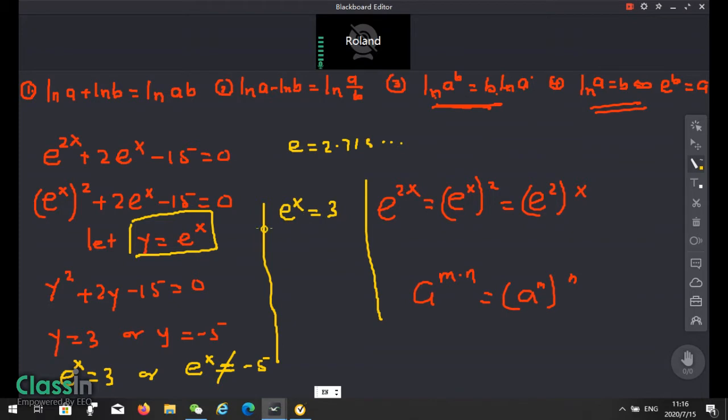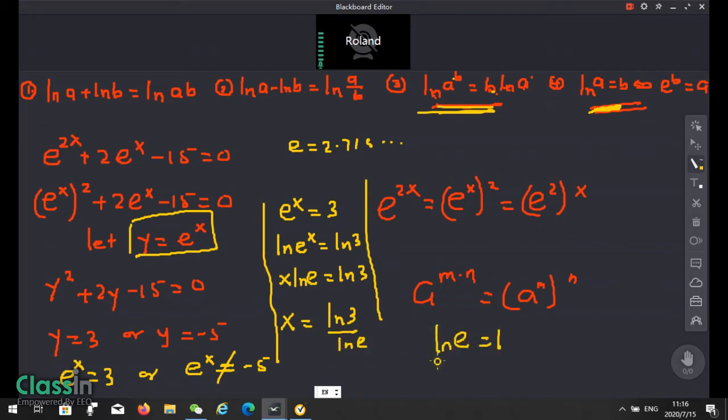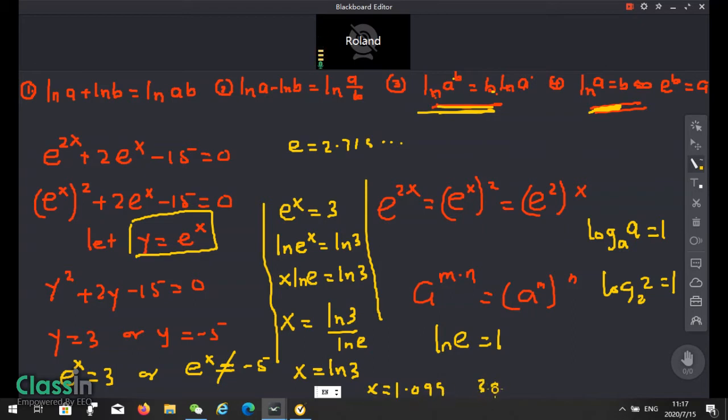We can apply natural log to both sides. So we have the natural log of e to the power x equals the natural log of 3. If we have the natural log of a to the power b, b becomes a coefficient. So x ln e equals ln 3. Of course, we can divide both sides by ln e to get ln 3 over ln e. Actually, ln e is 1, because e is the base of the log. The logarithm of any number to the same base is 1. So the exact value is ln 3. This is the exact value. Of course, you can decide to write x as 1.099 to 3 decimal places.